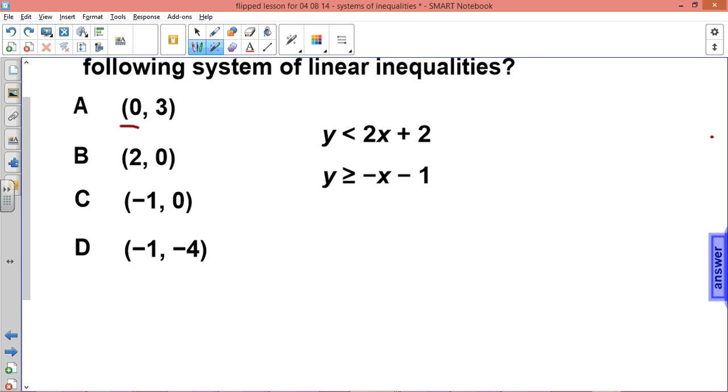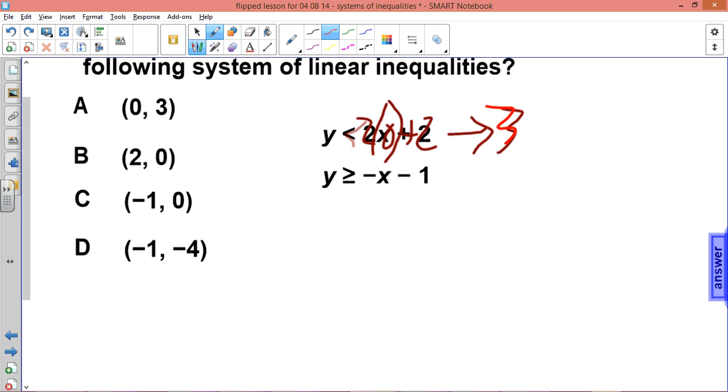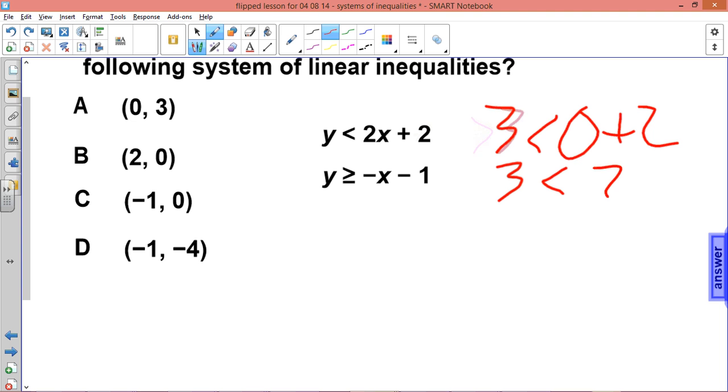I'm going to put 0, 3 into this first equation. 3 is less than 2 times 0 plus 2, which means 3 is less than 0 plus 2. Well, what that is saying is 3 is less than 2. Already a false statement. I don't need to check the other equation. I know that this cannot be a solution, and I move on to the next one.